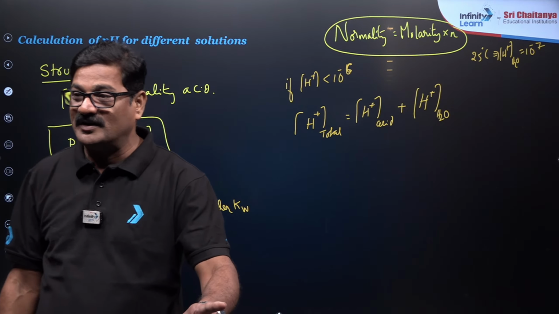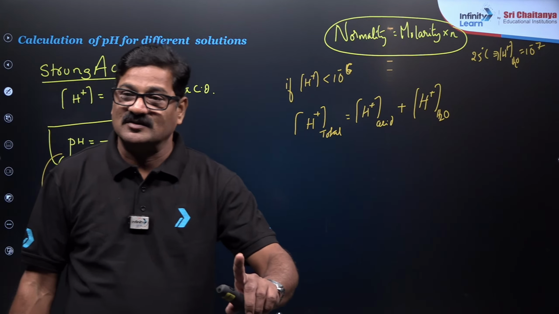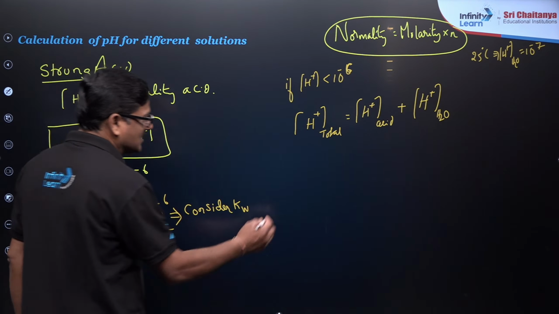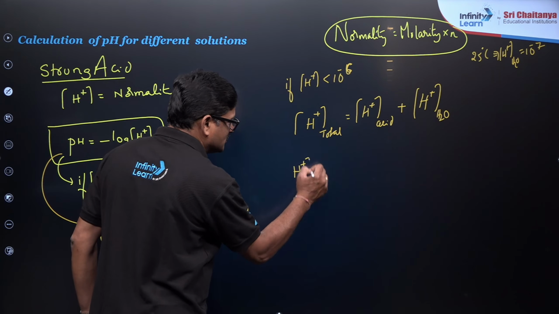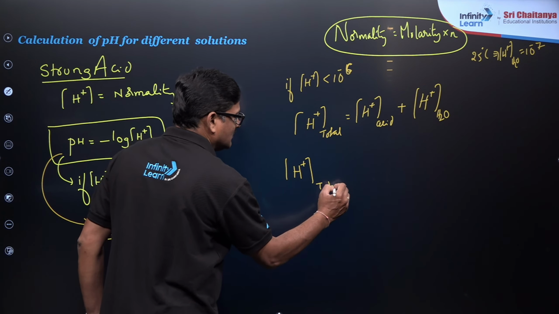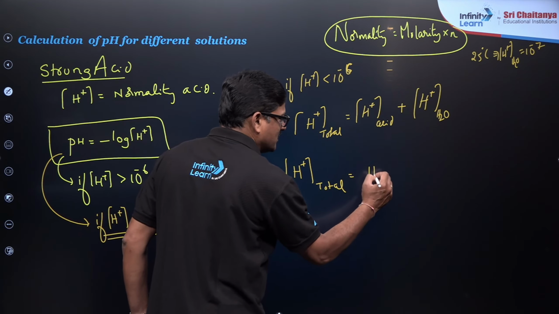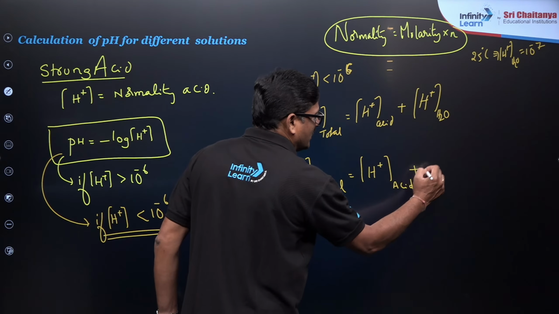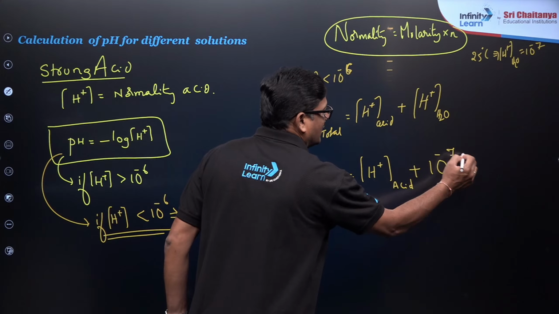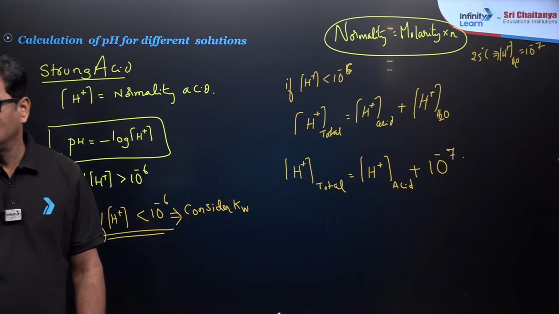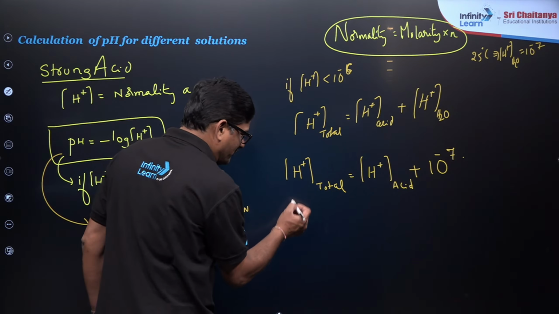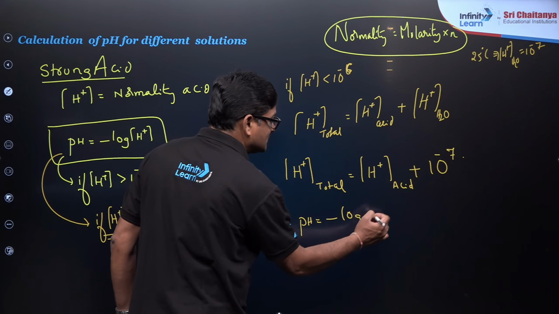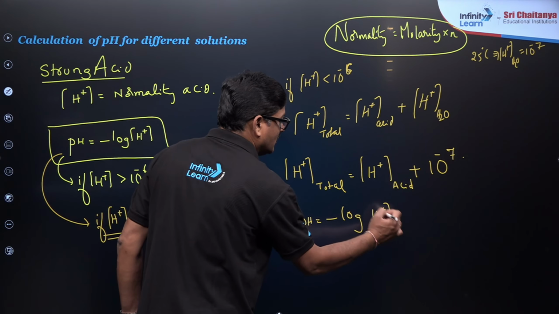Not water concentration, beta. The H plus ion contributed by the water you have to add. Are you getting or not? So the total H plus ion is equal to H plus ion of the acid plus 10 power minus 7, you have to add. Therefore, to find its pH, pH is equal to negative logarithm to the base 10 of the total H plus ion.